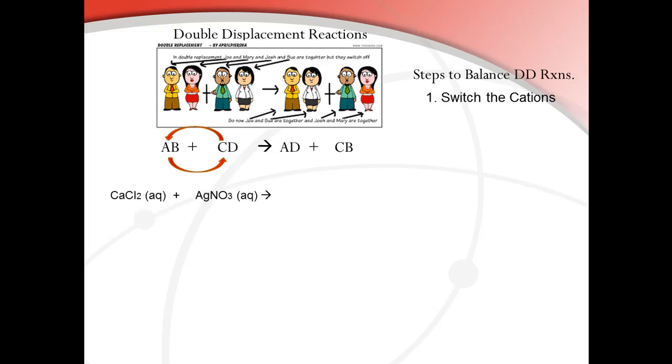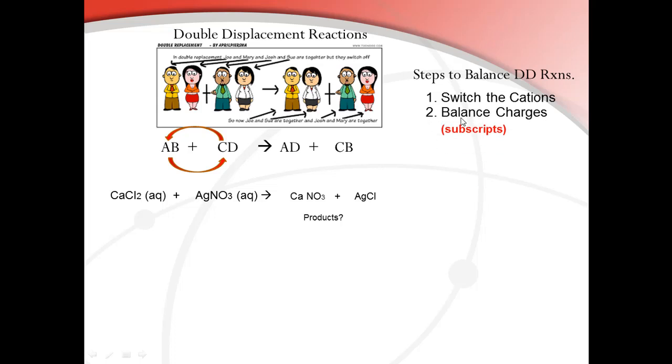Given a specific example, we have calcium chloride in solution and silver nitrate in solution. We're going to switch the cations, right? Calcium is plus, chloride is minus, so calcium is the metal, it's the cation. Silver is the metal, it's the cation. We're going to switch places. What are the products going to be? We'll get calcium now combined with nitrate and silver combined with chloride. That's the first step, switch the cations.